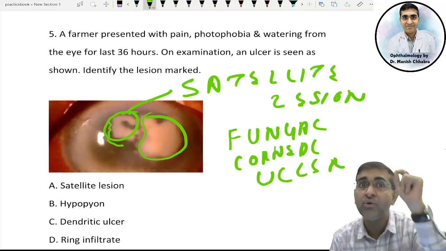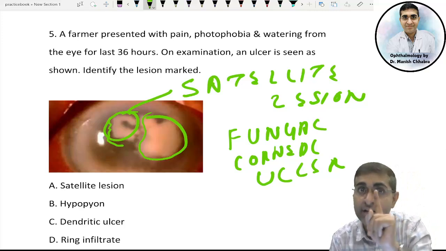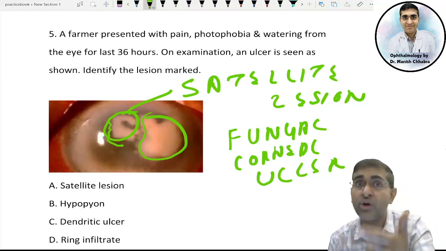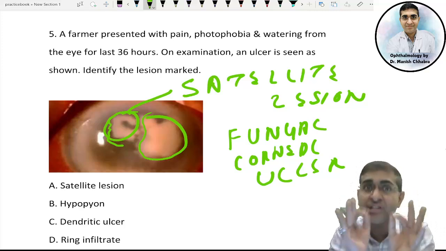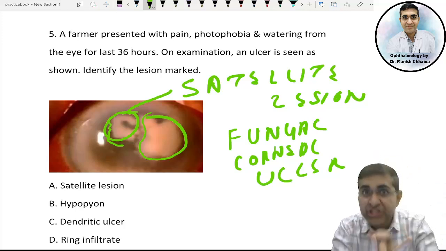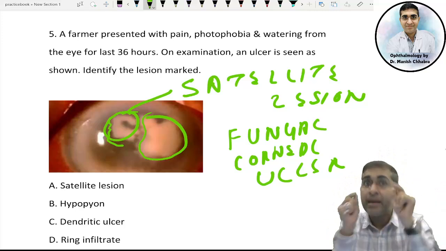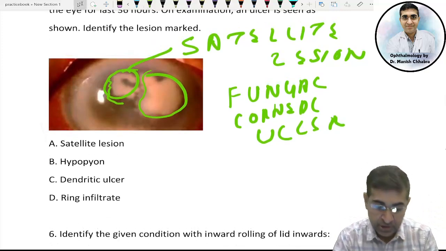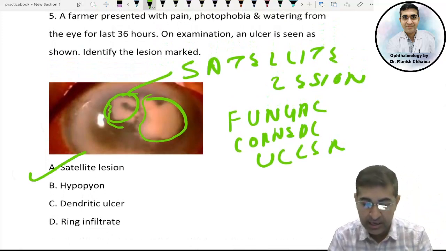Non-sterile, because fungus is the only organism in the universe which has the ability to penetrate intact cornea. Mind you, I'm not saying intact corneal epithelium, I'm saying intact cornea. Now can you name the bacteria which have the tendency to penetrate intact corneal epithelium? Corynebacterium, Haemophilus, Shigella, Listeria, Neisseria meningitidis, and Neisseria gonorrhoeae. But fungus has the ability to penetrate intact cornea. So the answer will be satellite lesions. This was also your FMG PYQ.